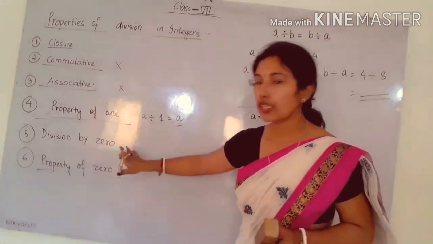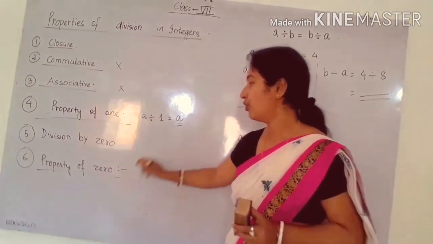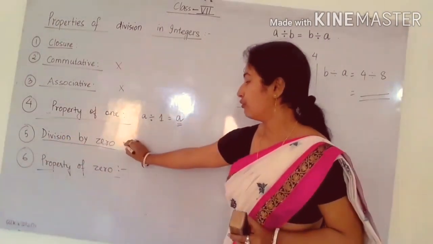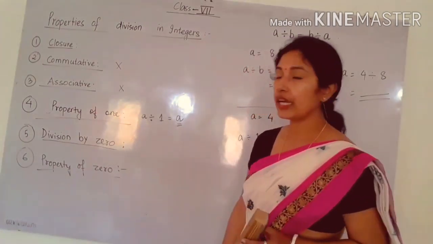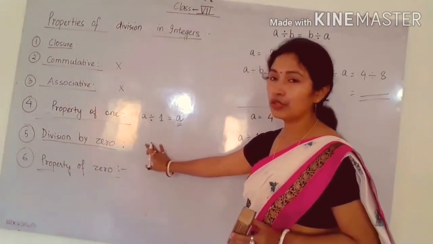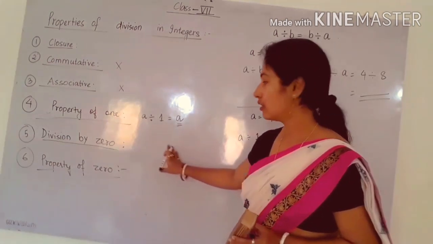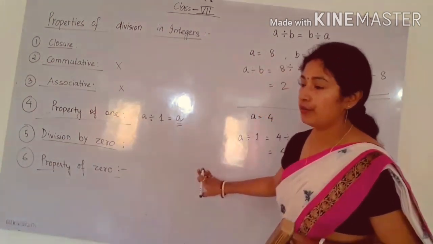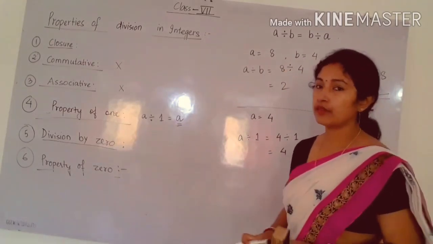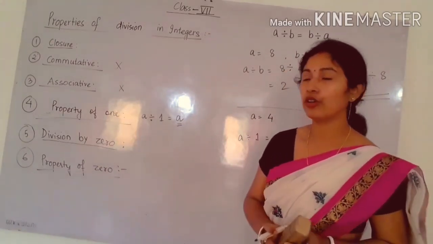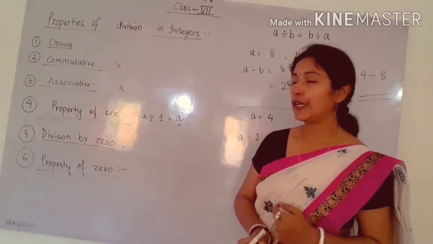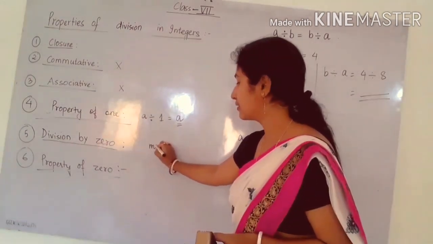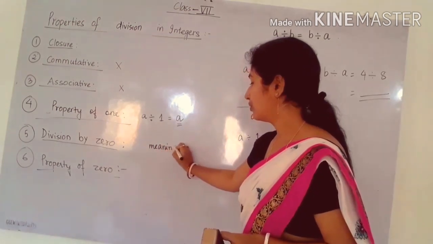So the next property is division by 0. If you divide any integer by 0, you will not get any answer. Actually that answer is called infinity, but you will not get it in the book. So you cannot divide any number by 0. Actually the answer will be a meaningless number.